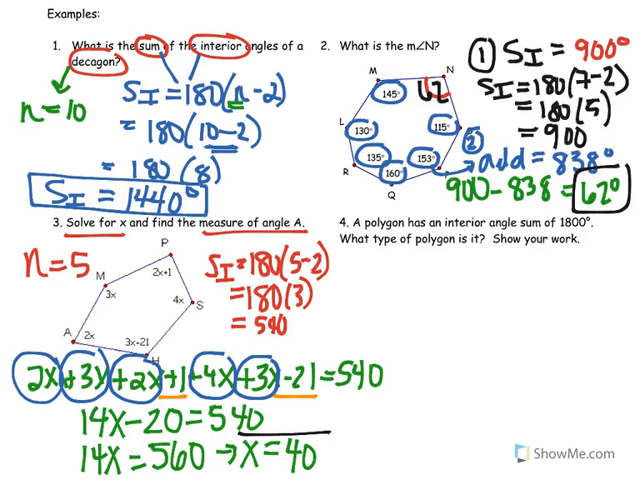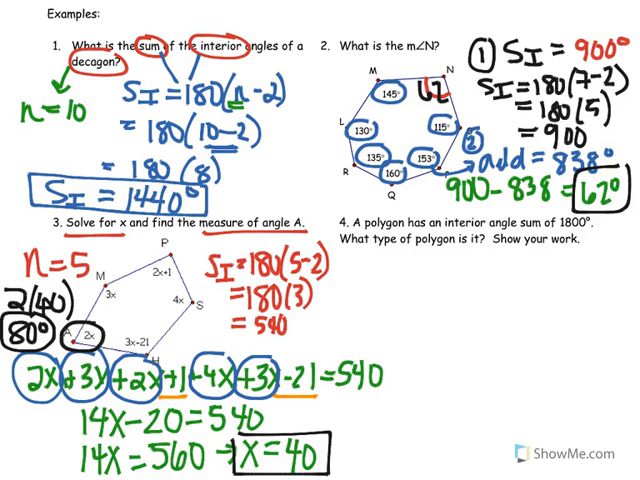And there's one of my answers. I have now solved for x. It also asks me, what is the measure of angle A? Well, angle A is right here. We know once we have x, we can take that x and plug in. 2 times 40, that's 80 degrees. And there's the measure of angle A.